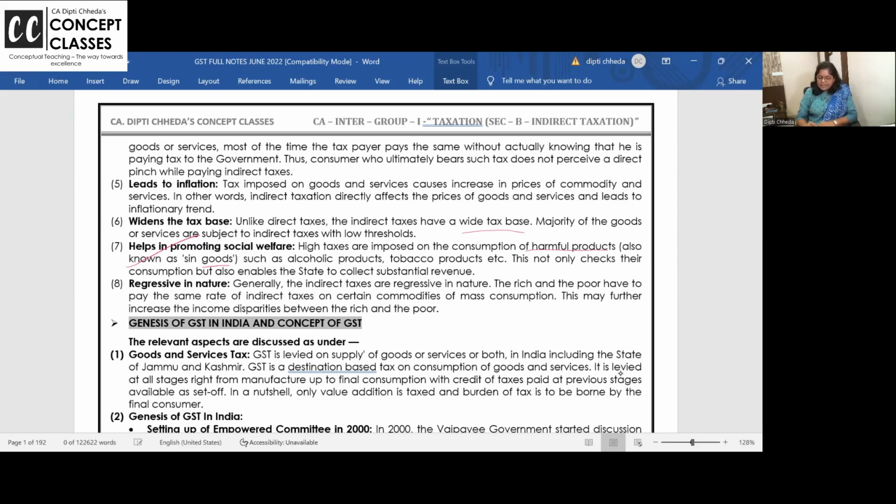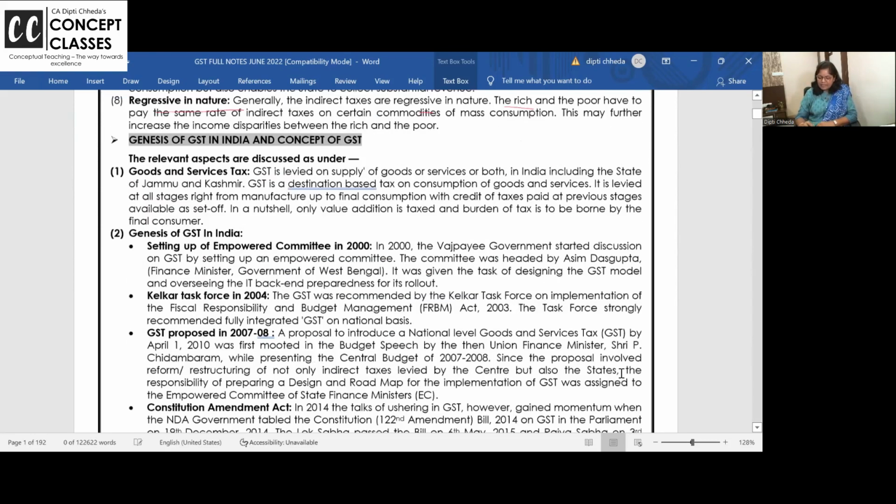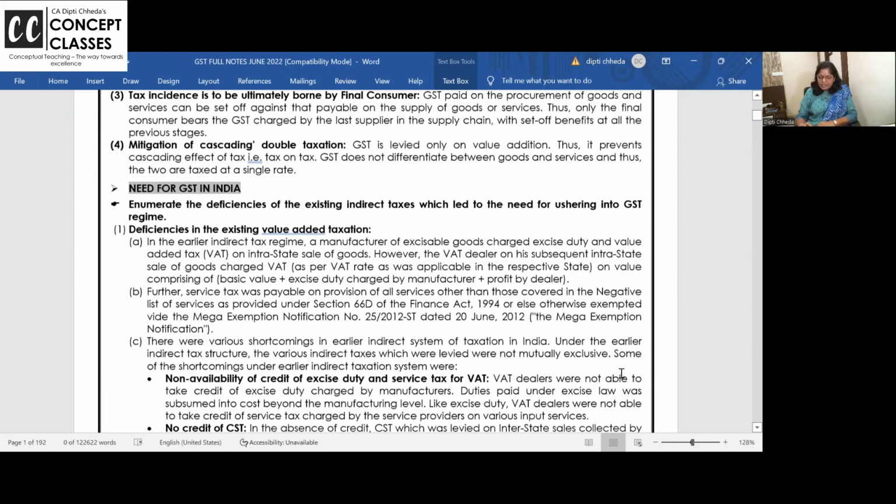Yes, it is regressive in nature, which I've already told you. Like rich, poor, all need to pay the same taxes. Yeah. History, I'll tell you a little later.